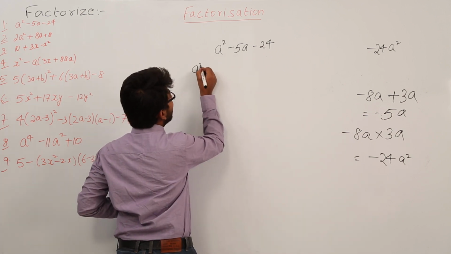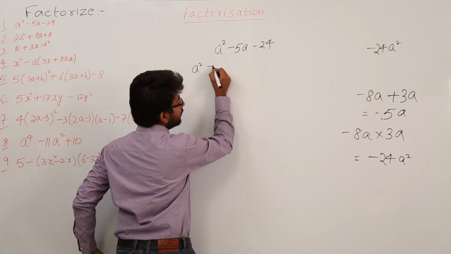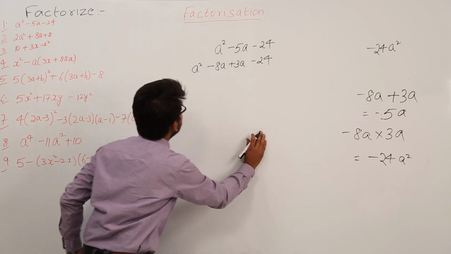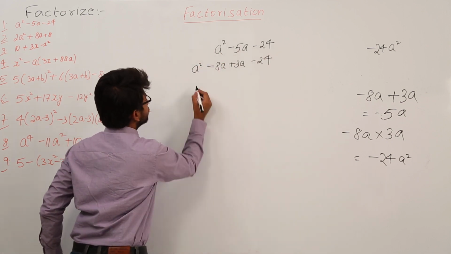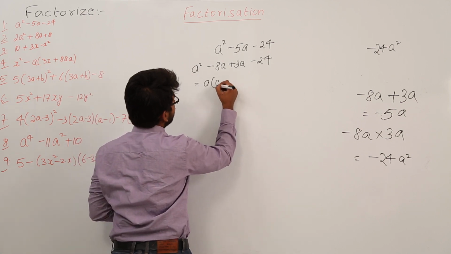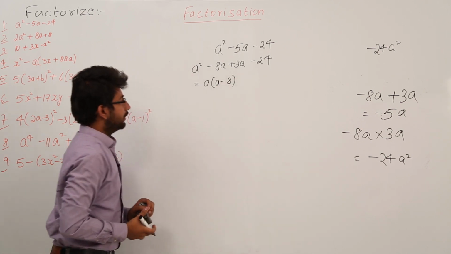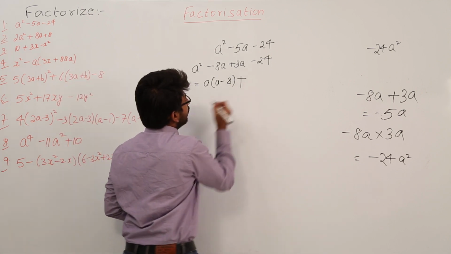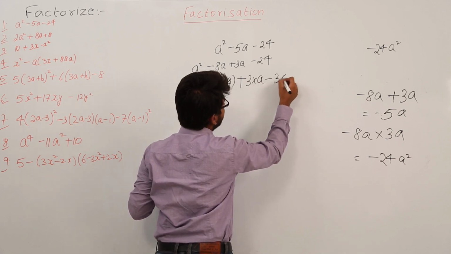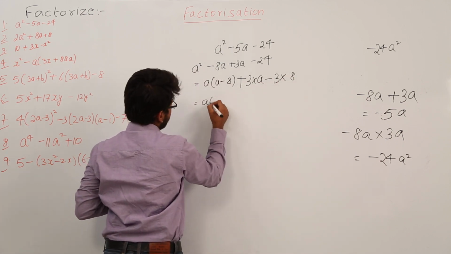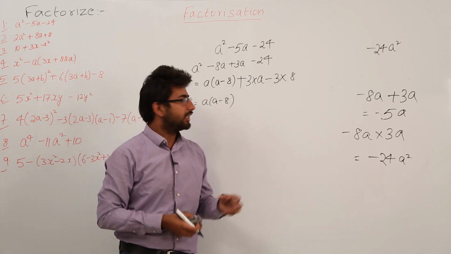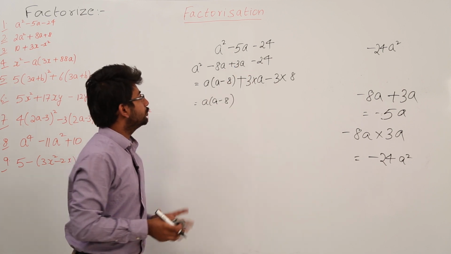So that means we have to write minus 5a as minus 8a plus 3a, minus 24. Now we have to make factors. This is equal to, let us take out a common. We have a into a minus 8. Now plus 3a minus 24. Can I write this as 3 into a minus 3 into 8? I have written this so that you can easily see which factor is common from both these last two terms.